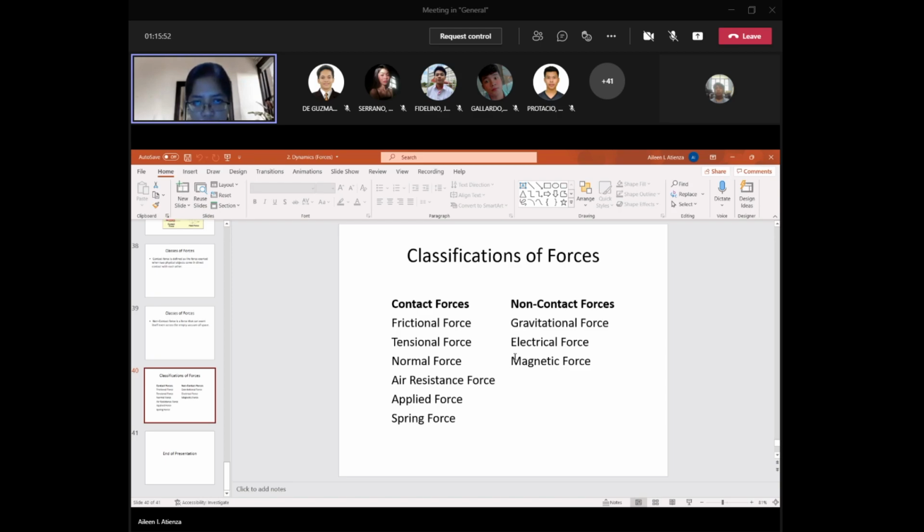This is as preparation for our computation in next week's discussion. Ma'am, how many problems should we get per type of force we choose? For every force, you must have 3 solved problems. So a total of 15 solved problems.